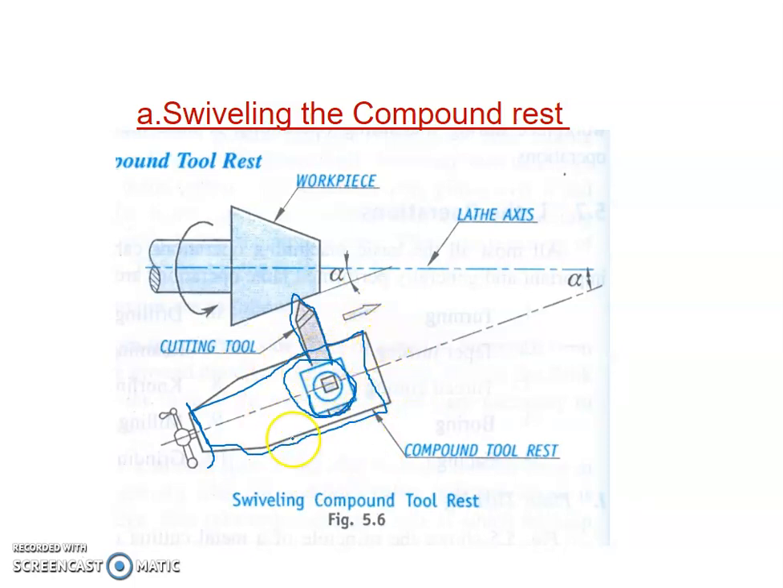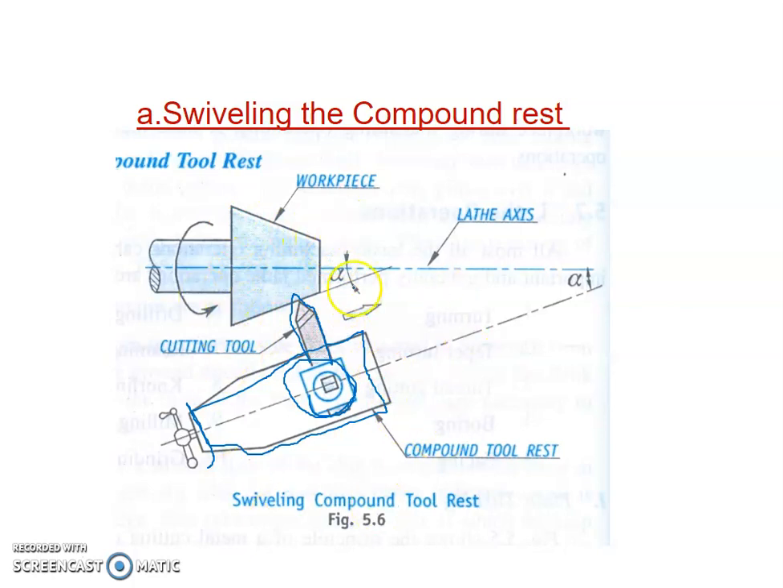When you swivel the compound rest, the tool post which is mounted on the compound rest, and the tool held in the tool post, will also be swiveled, or tilted, to an angle. So you can observe here how the tool is tilted, but the workpiece will not be tilted. Understood? Now when you move the carriage along the length of the workpiece, parallel to the axis of the workpiece, the tool will cut the material and we get the required conical surface, the required angle.